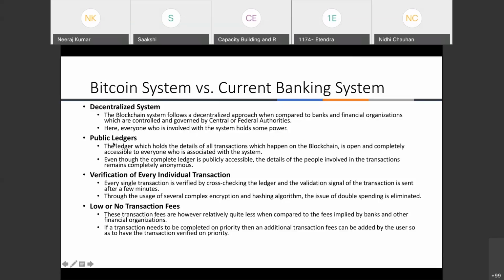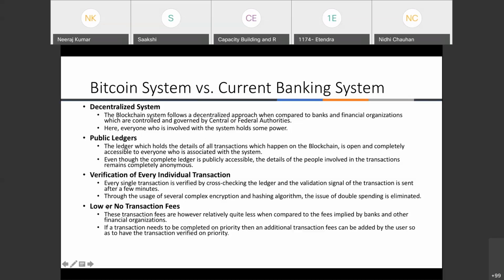And there is a public ledger, which holds the details of all the transactions that happen on the blockchain, and is open and completely accessible to each and every person associated with the system. Even though the complete ledger is publicly accessible, the details of the people involved in the transactions remain completely anonymous. Every single transaction is verified by cross-checking this ledger, and a validation signal of the transaction is sent after a few minutes. Several complex encryption and hashing algorithms are used, and the issue of double spending is also eliminated in this decentralized system.